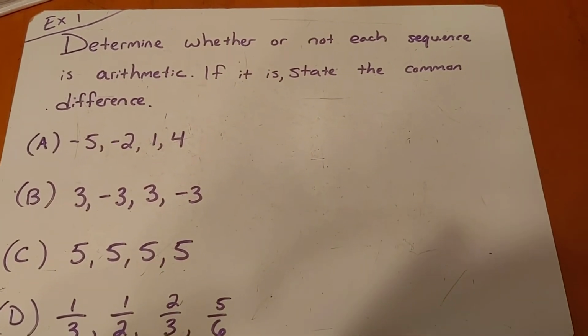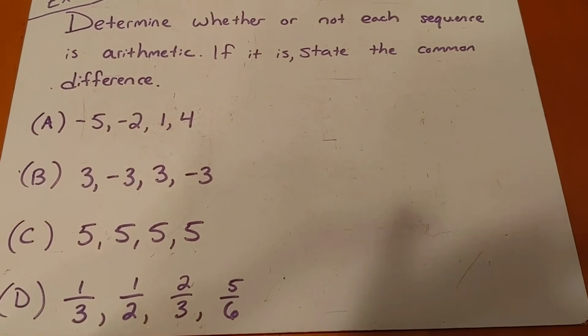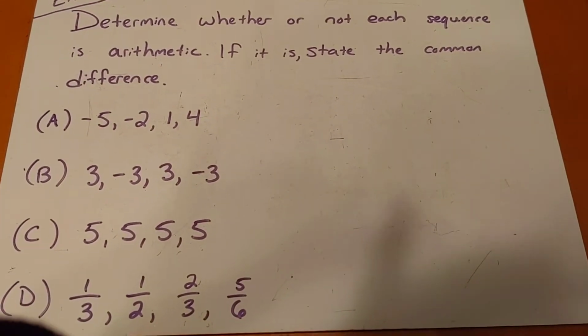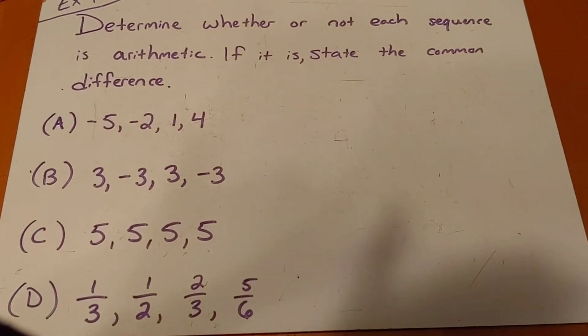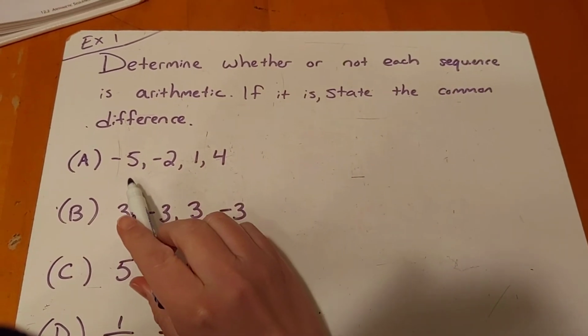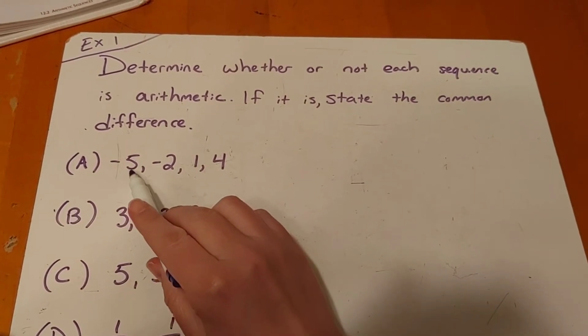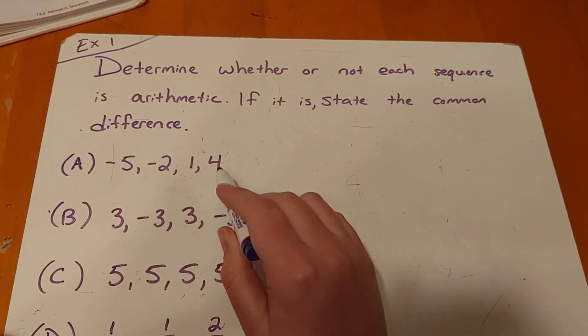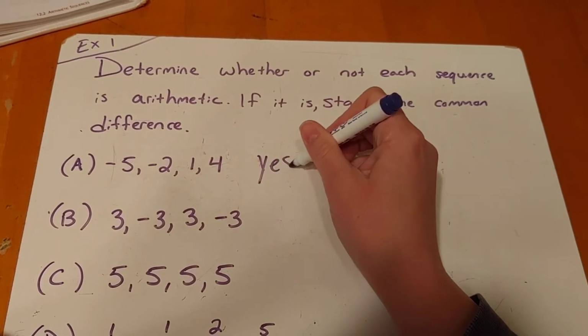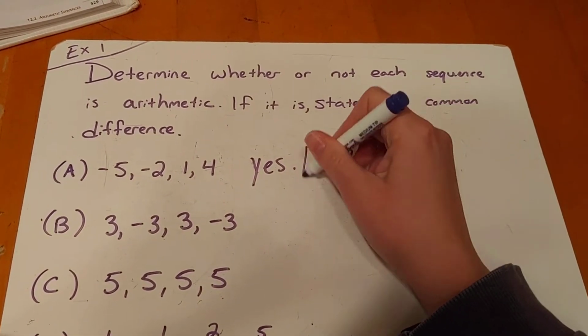All right, so example 1. Determine whether or not each sequence is arithmetic. If it is, state the common difference. Let's make sure there's a clear pattern that we can get by adding or subtracting, which is the same thing as adding a negative. So let's look at the first one, A. How do I get from negative 5 to negative 2 to 1 to 4? Looks like I add 3, add 3, add 3. This is definitely yes, an arithmetic sequence, common difference 3.